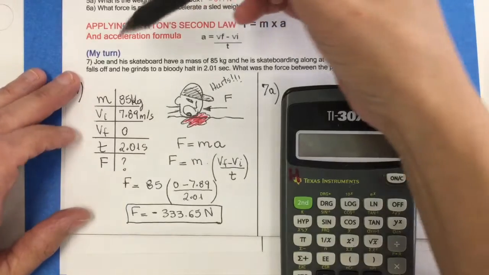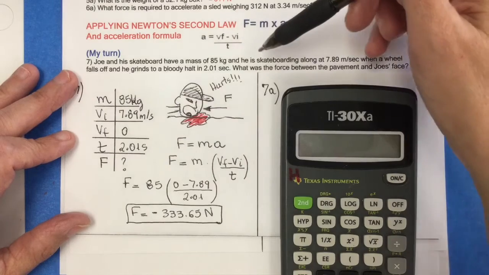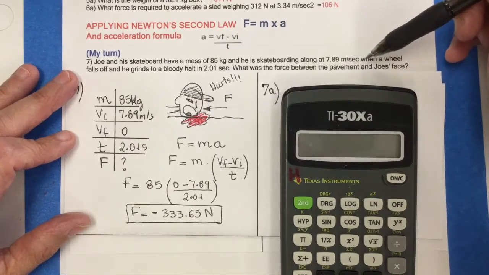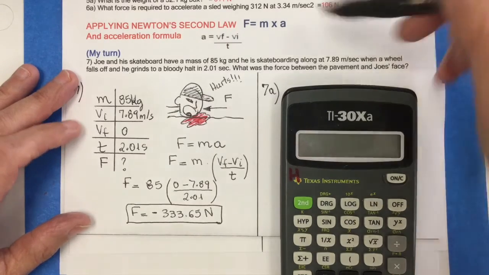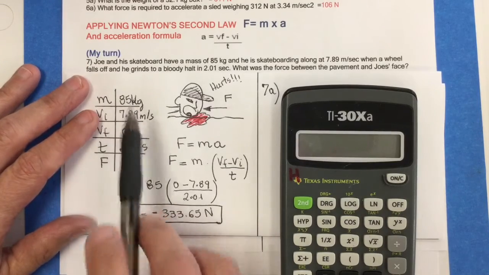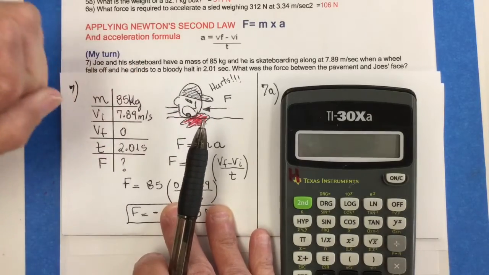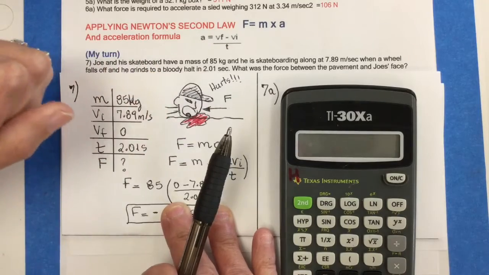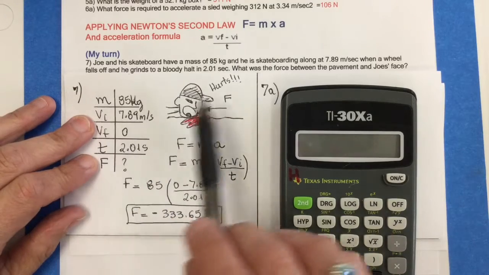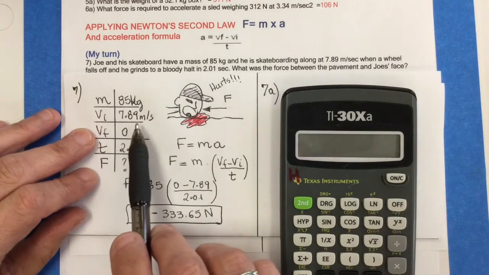So let's read. Joe and his skateboard have a mass of 85 kilos, and he is skateboarding along at 7.89 meters per second. So this is velocity. Here was given the mass of Joe plus the skateboard, because both bodies are combined, and that is going to create all this impact. So the mass is 85 kilos, coming along with this initial velocity, 7.89 meters per second.